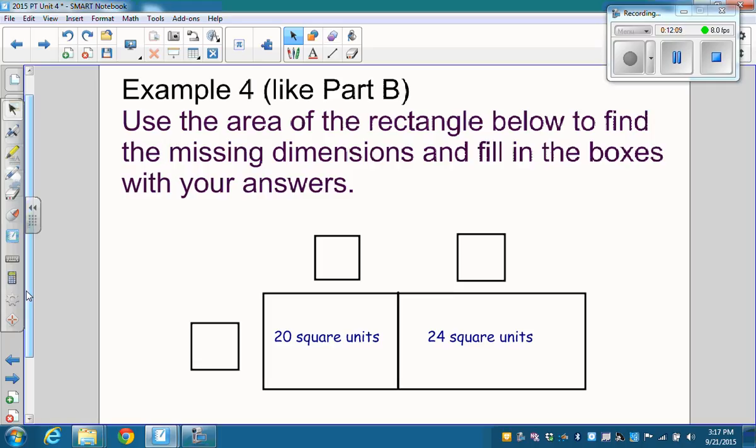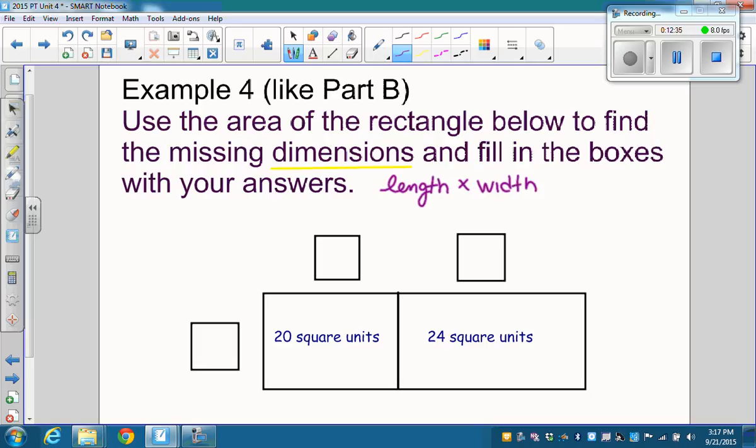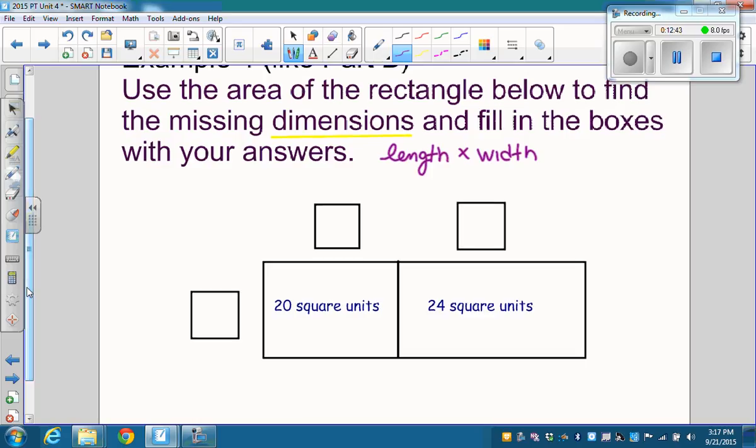So what's dimension? What does that mean? The word dimension. Yeah, Abby? Size, shape, size. Like in a rectangle, dimensions would be length times width. That's what it means by dimension. So I'm asking you to find the dimension of the big rectangle by finding the missing boxes first, and then write in the dimension of the large rectangle.